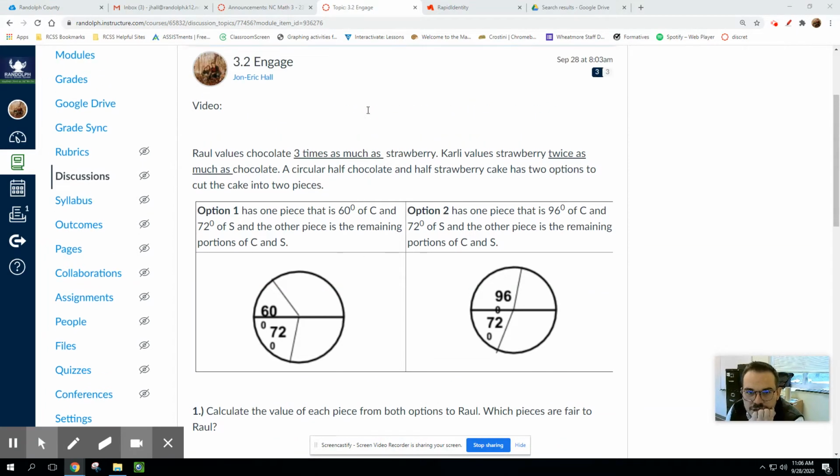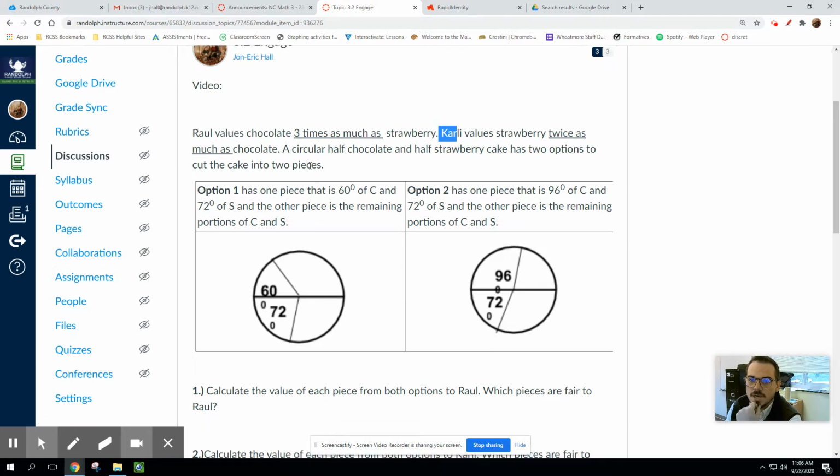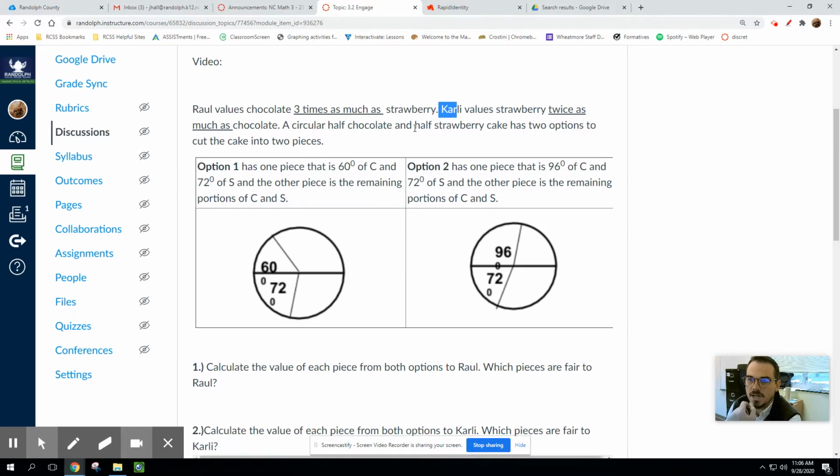Okay, so we're talking 3.2 engage here. Raul values chocolate 3 times as much as strawberry. Carly values strawberry twice as much as chocolate. A circular cake, half chocolate and half strawberry, has 2 options to cut the cake into 2 pieces.